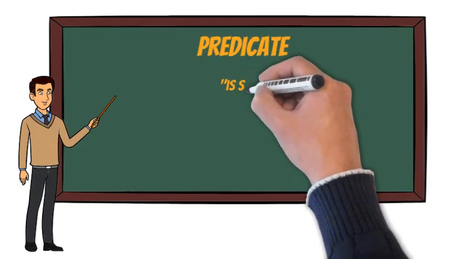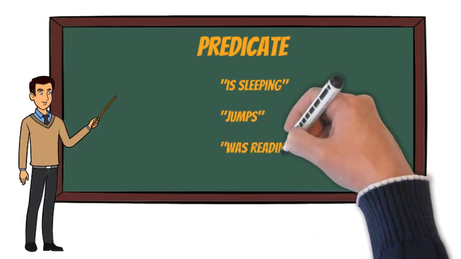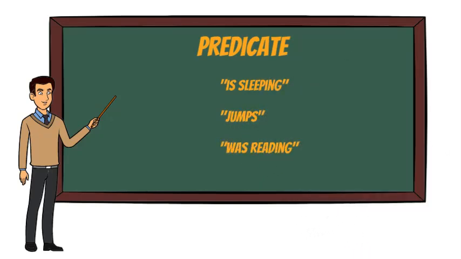The predicate tells us what the subject is doing or describes the subject. It always includes a verb. For example, in "The cat is sleeping," "is sleeping" is the predicate.